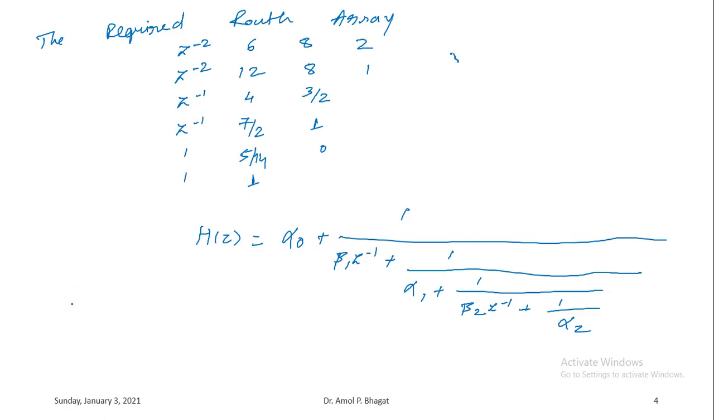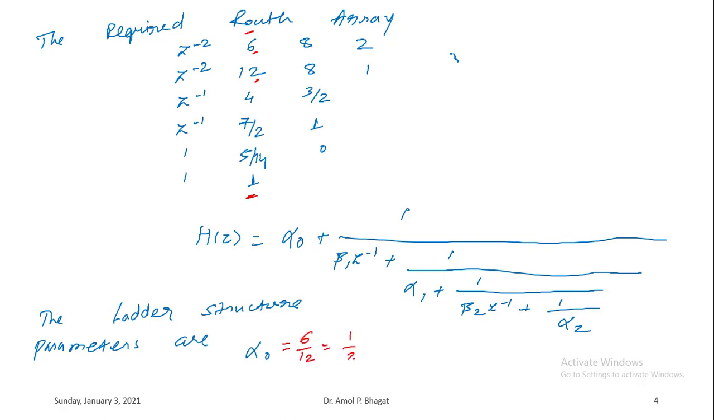So how to identify these parameters or coefficients? The ladder structure parameters or coefficients are, first, alpha 0. How will alpha 0 be obtained? For obtaining all these coefficients, you will be utilizing the first column of numeric values. For alpha 0, you will be utilizing these two values. So 6 divided by 12 will be alpha 0, that is nothing but 1 by 2.